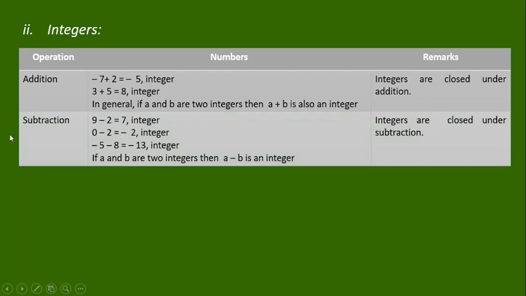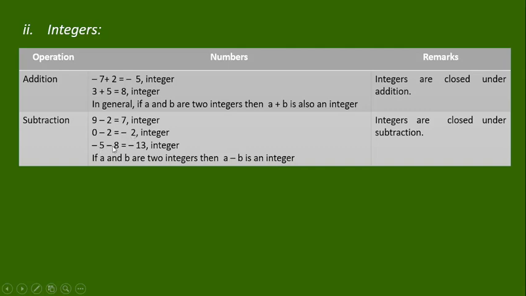Next we will consider subtraction. For subtraction, let's consider 9 and 2. So 9 minus 2 is equal to 7. So 7 is an integer, a positive integer. Then 0 minus 2 is equal to minus 2. Again it's an integer, a negative integer.